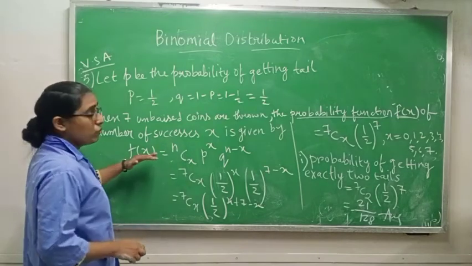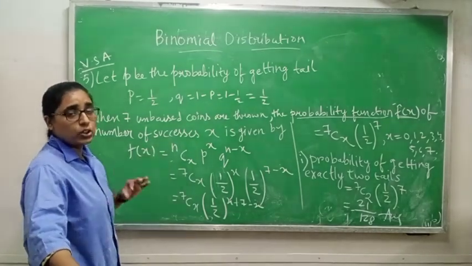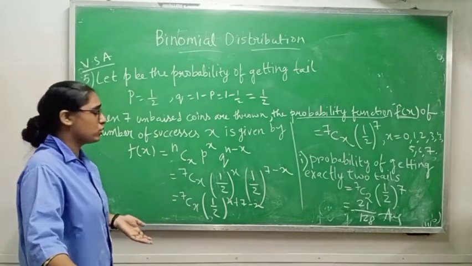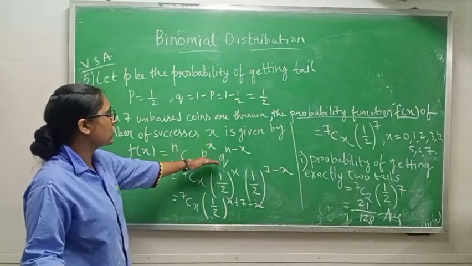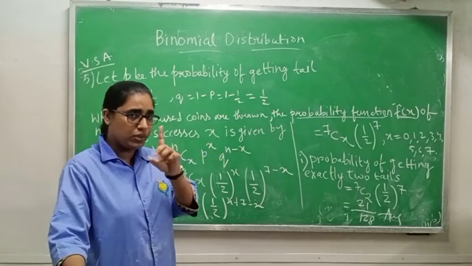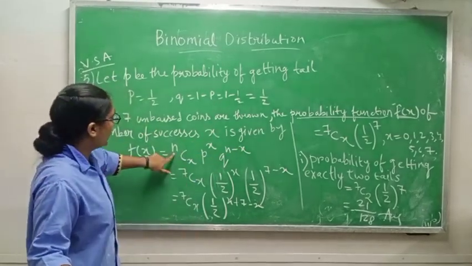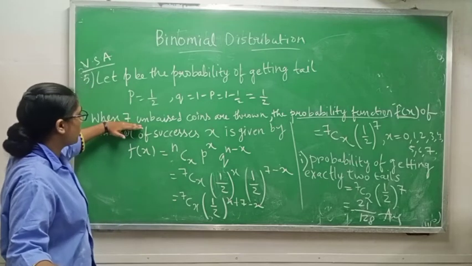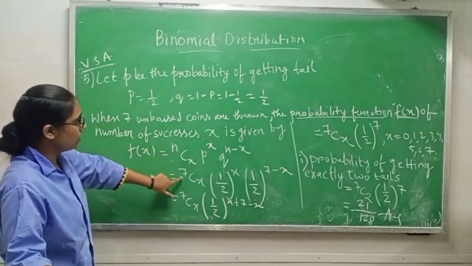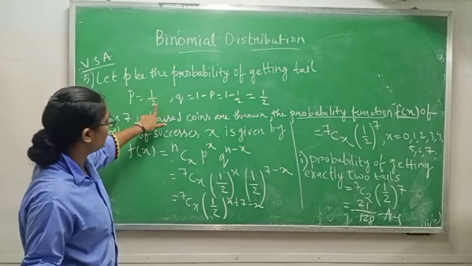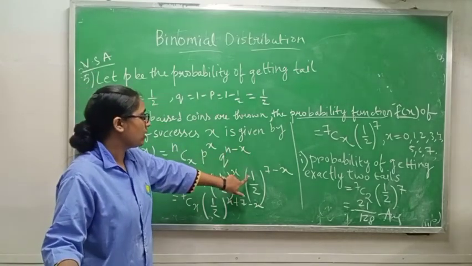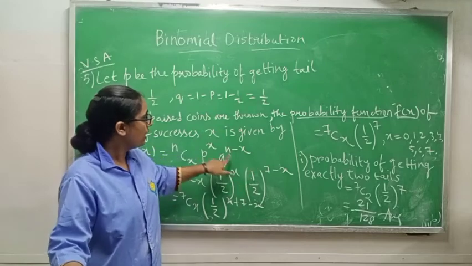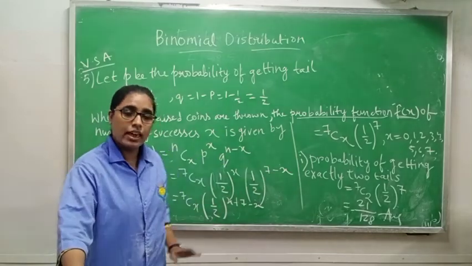So what you will do, first you will write the formula for Bernoulli trials, or you can say binomial distribution. The formula is f(x) = nCx p^x q^(n−x). I told you in the first line. Now the n value, how many unbiased coins are there? 7. So 7Cx, p is half, so (1/2)^x, and q^(n−x). Q is also half, and the n value is 7 minus x.